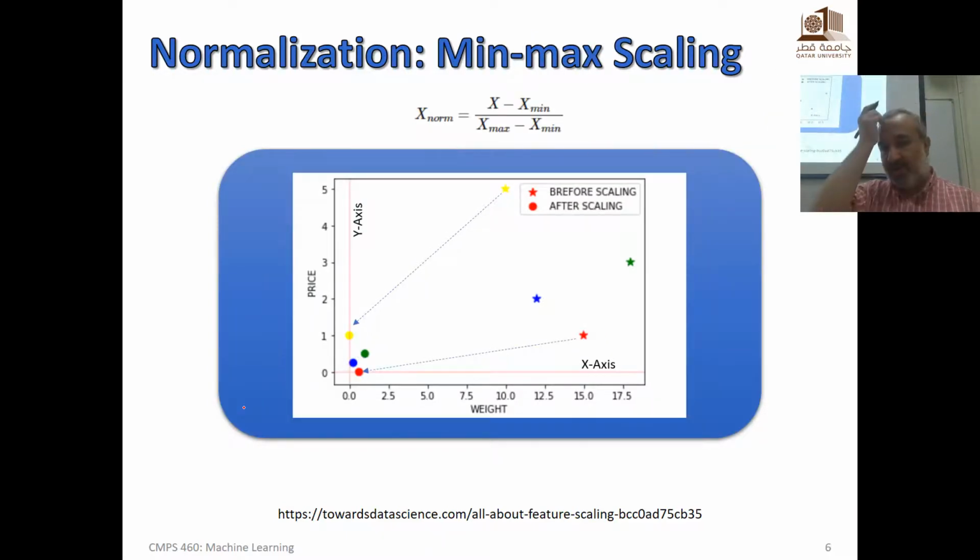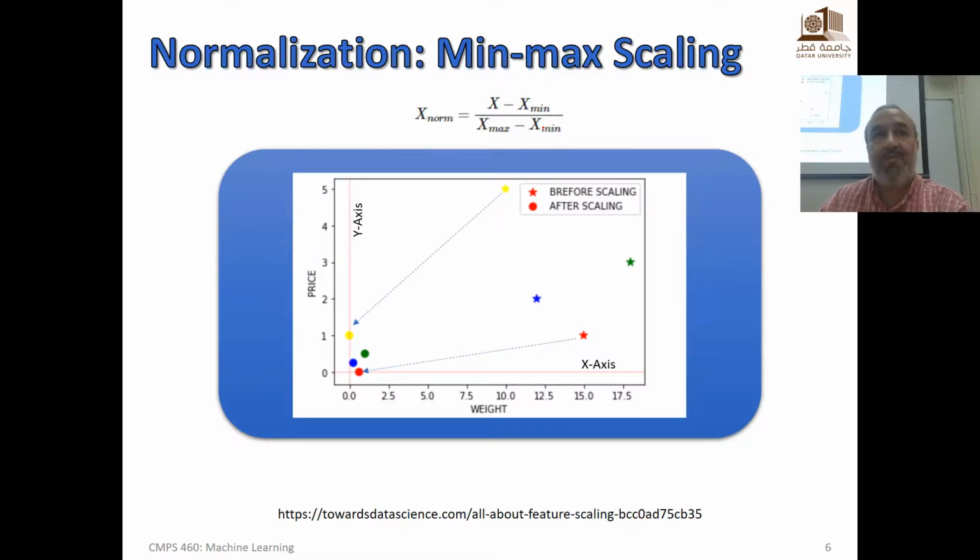There is also another way of scaling called min-max scaling. In this case, we subtract the minimum value and then divide by the maximum minus the minimum. If we do that, what will happen to the maximum value? We subtract the minimum from it and then divide by the maximum minus minimum. What will we get? 1, right? So the maximum value will be converted to 1.